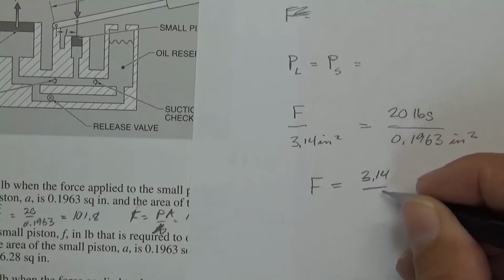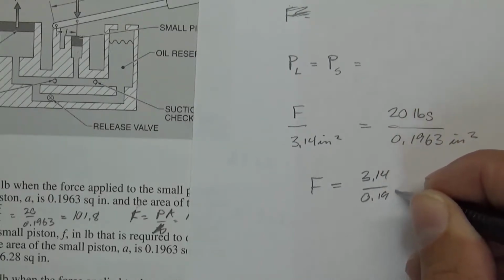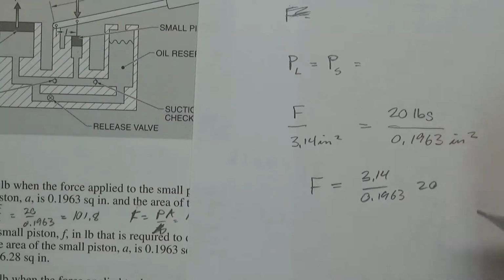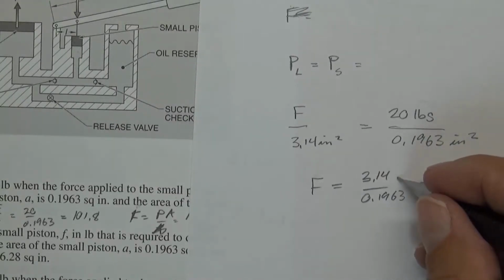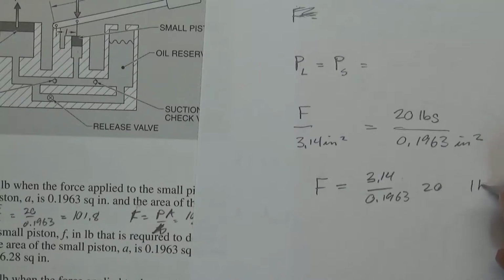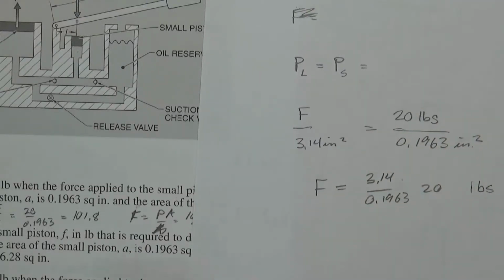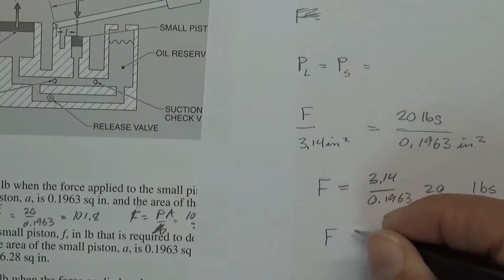3.14 over 0.1963 times 20. And the units are going to work out to be pounds, because the square inches and square inches are going to cancel. And I get F equals 320.